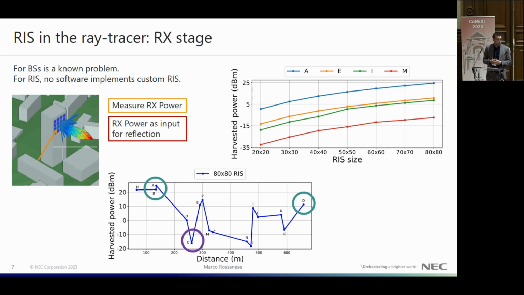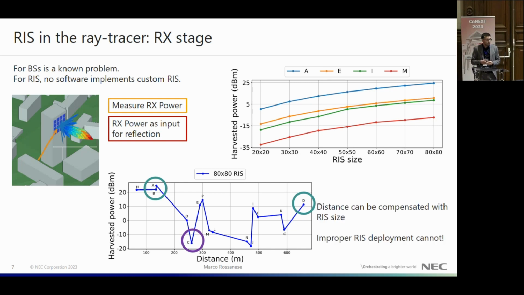But if you compare A with C, where C is 250 meters away, then the difference is huge. And this is due to the fact that C is not very well located, it doesn't have line of sight with the source. And therefore, there is nothing that we can do because it's getting secondary paths. So the takeaway message from this plot is that we can compensate distance with the dimension of the RIS, but we cannot compensate improper location of the RIS in the system. So it's crucial to find a proper location for the RIS.